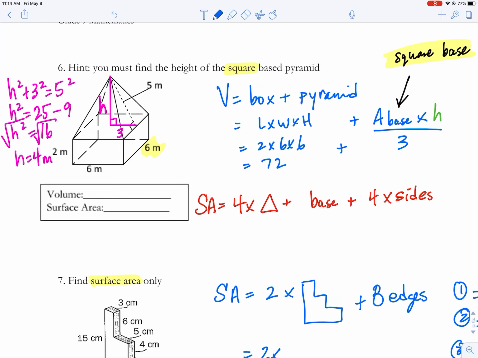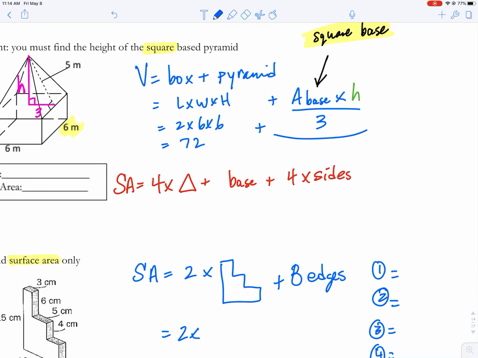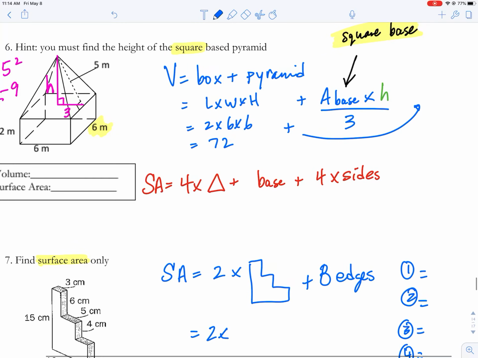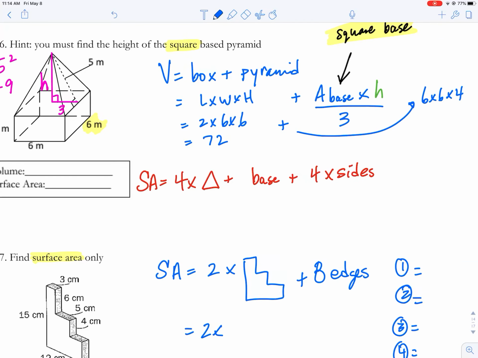Plus, I'm going to have to write really small, or I'm going to write over here for the area of the base. Area of the base is still that square, 6 times 6, times how tall it is. Well, we just figured that out. That was 4 divided by 3. And 6 times 6 times 4 divided by 3, when I do that, I got 48. And when I add those all together, I got 120 meters cubed.